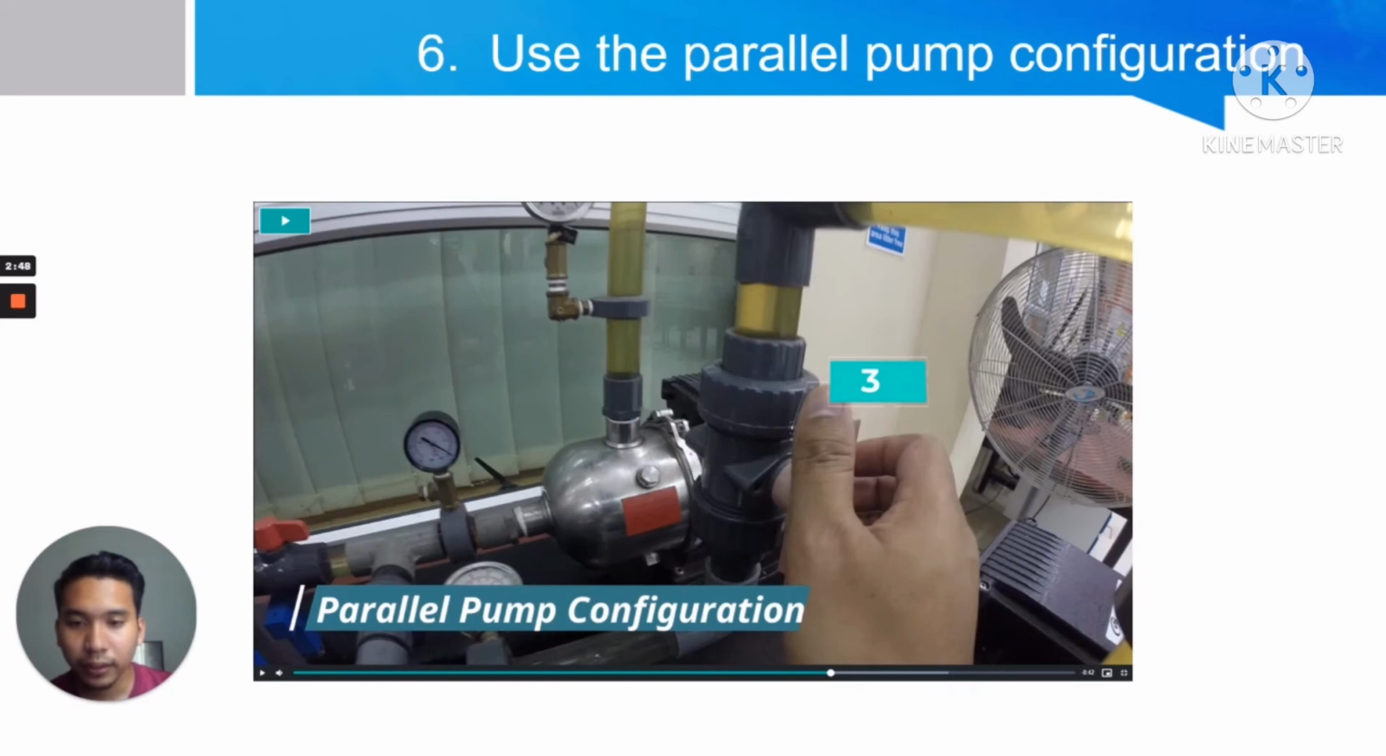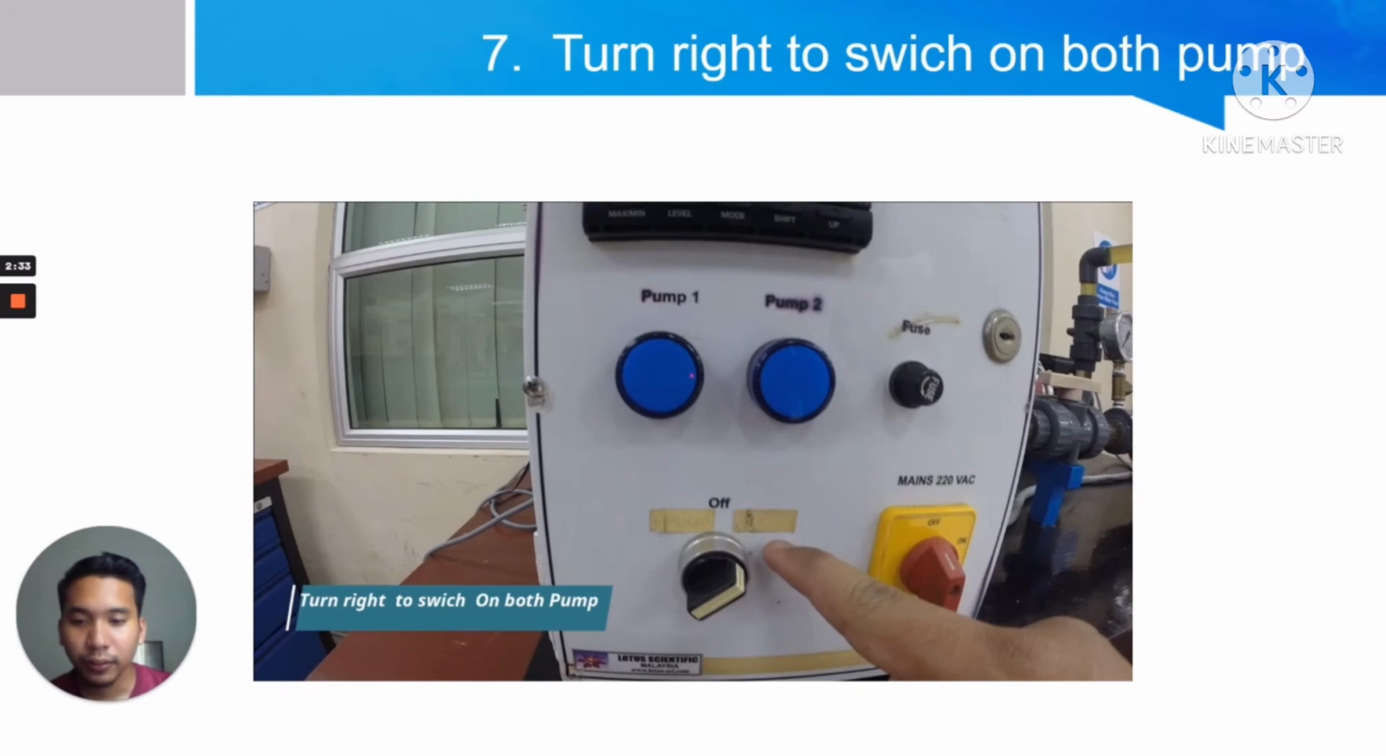So after we finish with the single pump, after that we use the parallel pump configuration. We need to turn on the parallel pump configuration. So when we experiment with the parallel pump, we need to turn right to switch on both pumps.